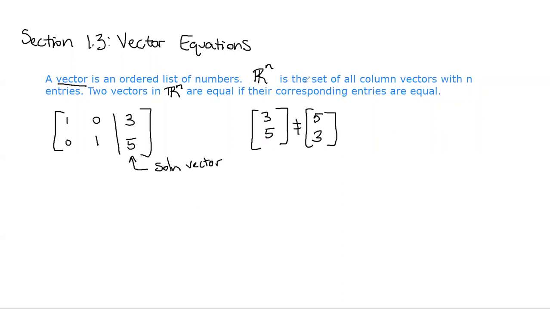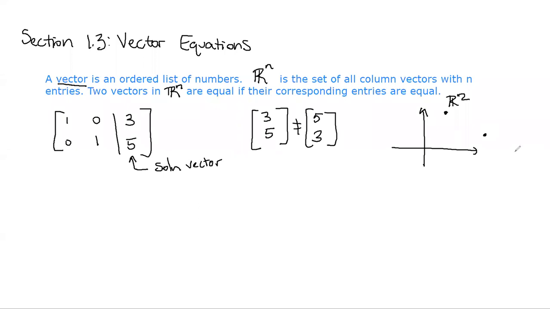So Rn is the set of all column vectors with n entries. In this case, we're looking at R2, which is a name for the plane you might have seen before. So this is R2. And every single column vector with two entries in it would live in R2. We call these column vectors because they show up as columns in a matrix. So for instance, if we plotted out 3, 5, that would be over here. And if we plotted out 5, 3, that would be over here. These are clearly not the same.